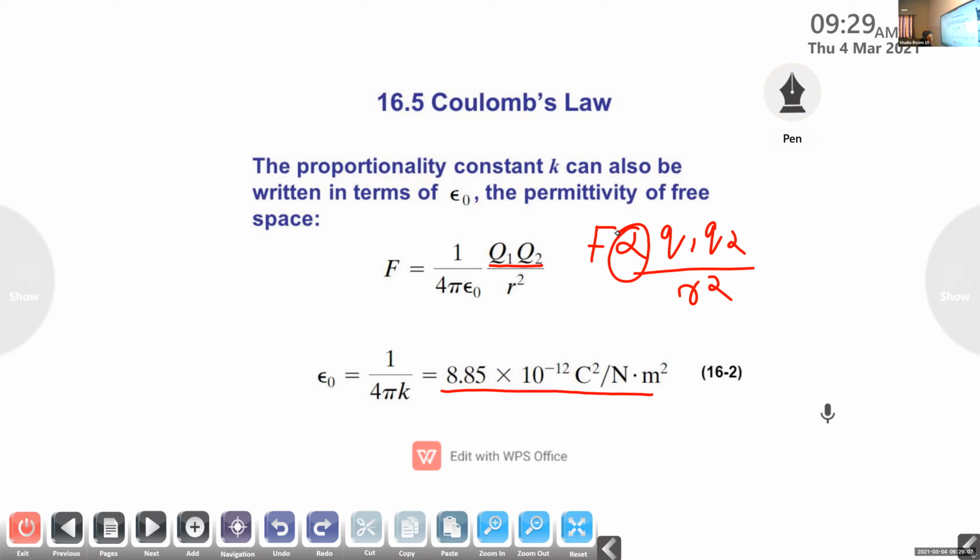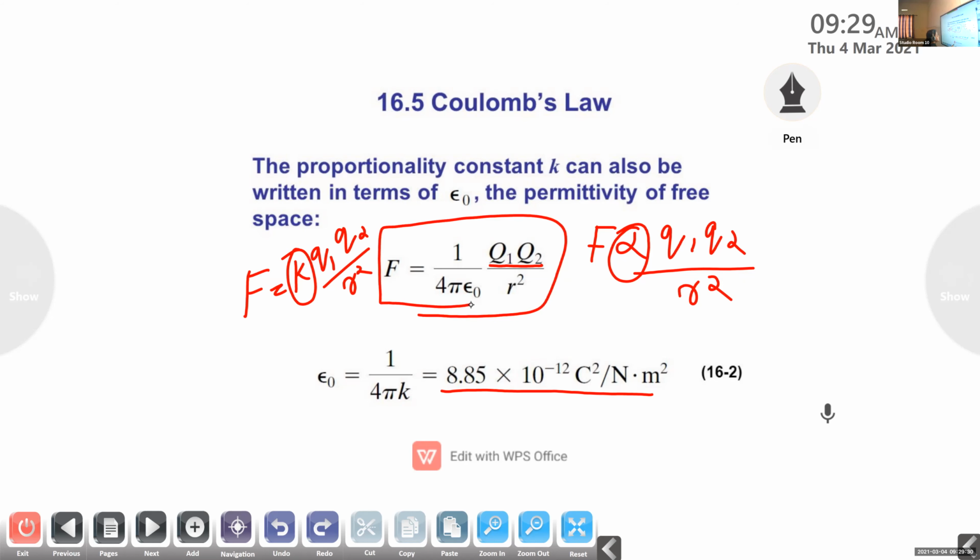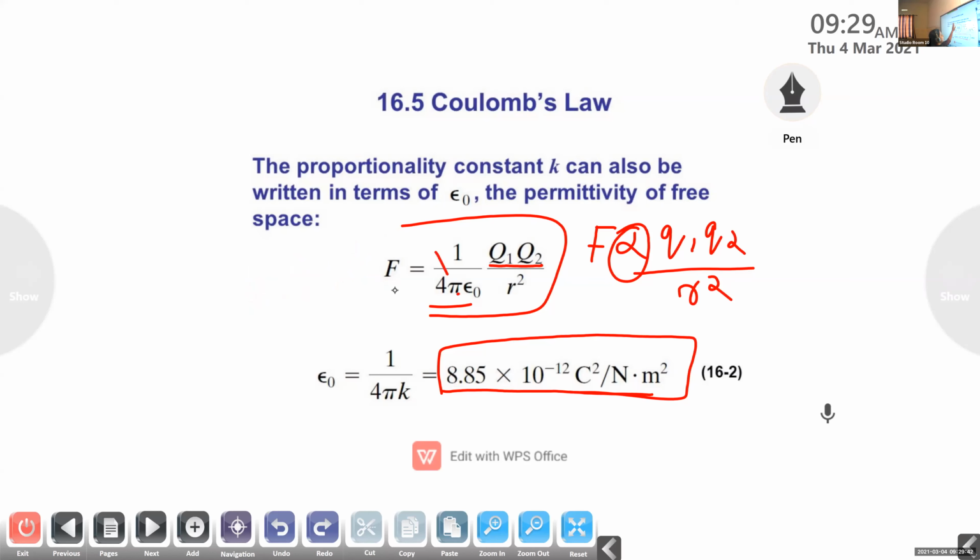That constant is K, and F is equal to K Q1 Q2 divided by R square, where K is a proportionality constant and its value is 1 by 4 pi epsilon 0. Then our equation becomes F is equal to 1 by 4 pi epsilon 0 Q1 Q2 divided by R square. The value of epsilon 0 is given by 8.85 into 10 raised to minus 12 Coulomb square per Newton meter square. By substituting all these values, we get the value of F.